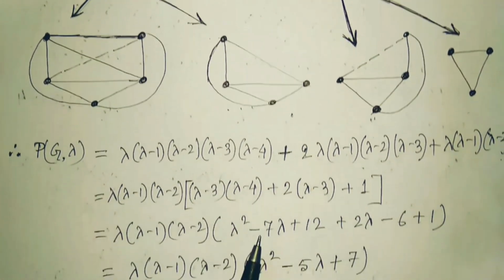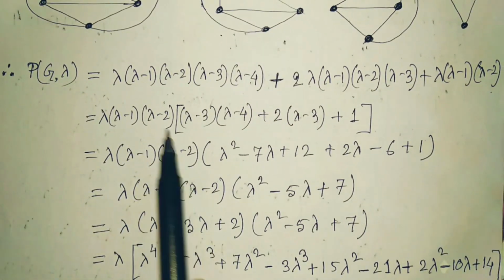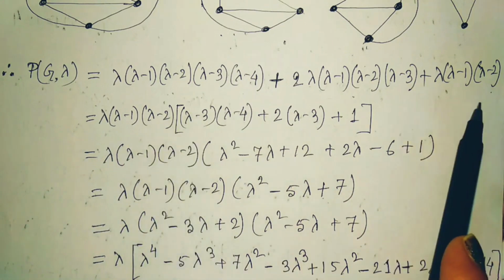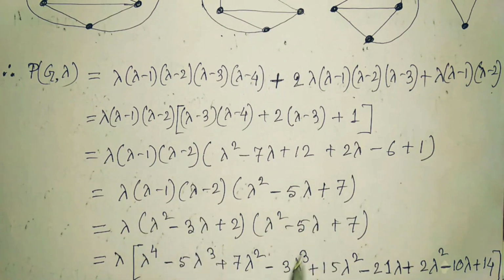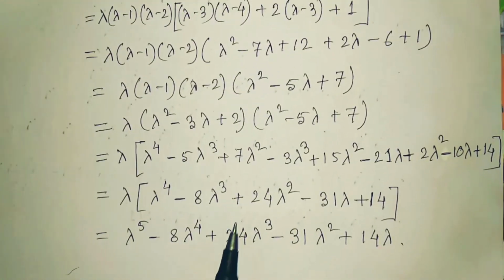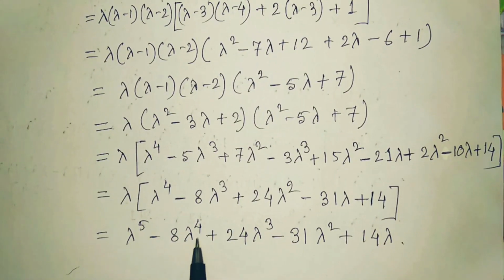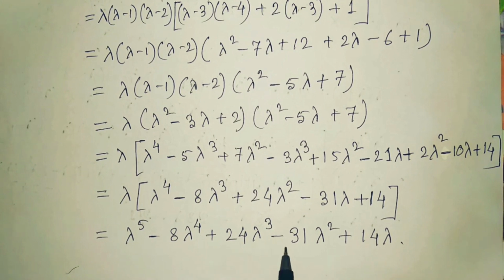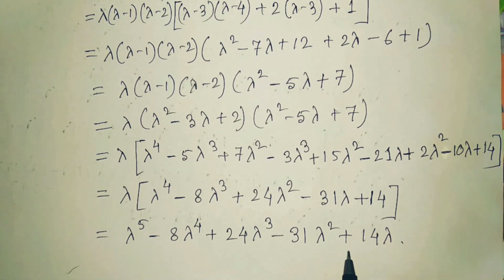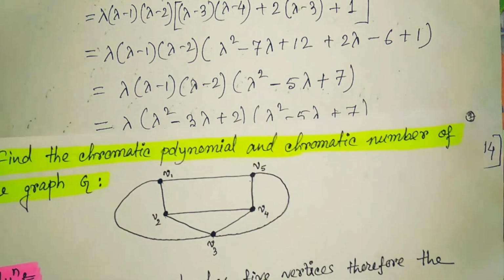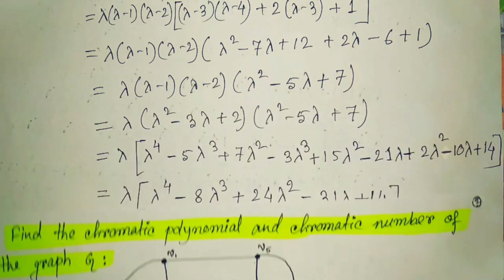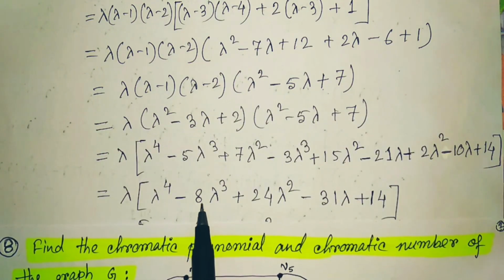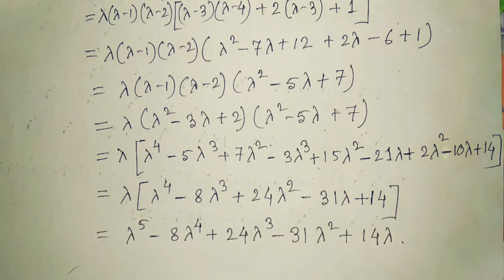So if we merge these 3, then we will find out, if we take common lambda, lambda minus 1, lambda minus 2 from all these 3, and after simplification, we will get this step. Just have a look. So finally, we will find out the chromatic polynomial as lambda to the power 5 minus 8 lambda to the power 4 plus 24 lambda to the power 3 minus 31 lambda square plus 14 lambda. So in this graph, just have a look. Total number of edges are 1, 2, 3, 4, 5, 6, 7 and 8. And in the chromatic polynomial, we will find out this number is 8. So that is the chromatic polynomial for the given graph.